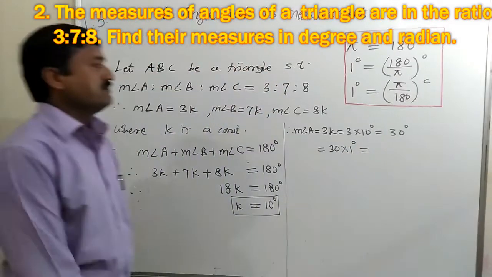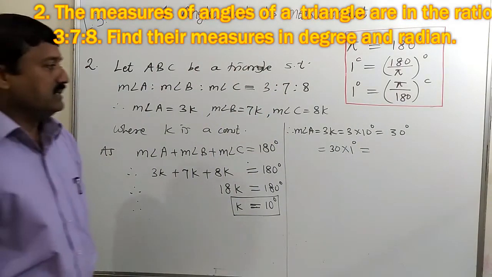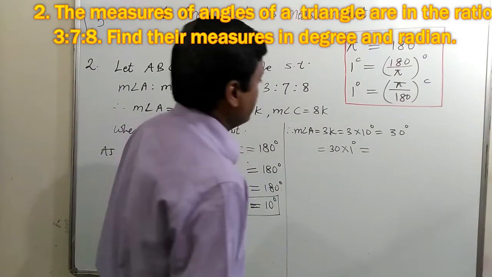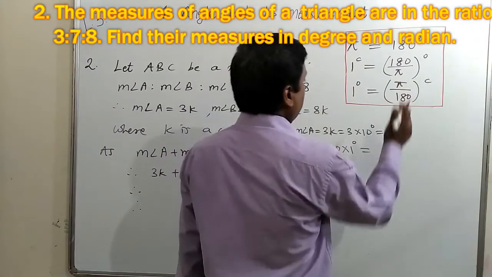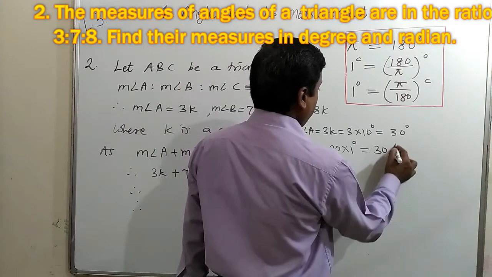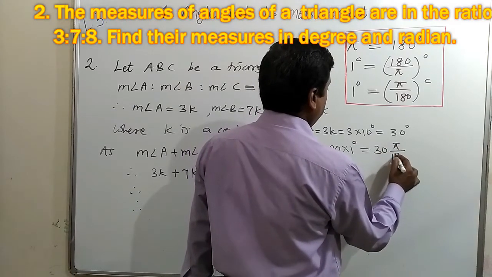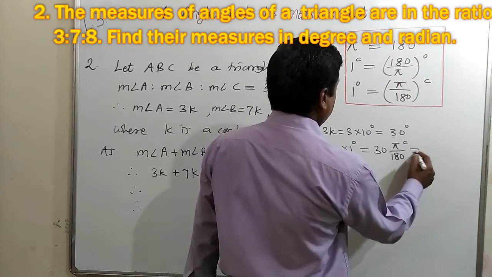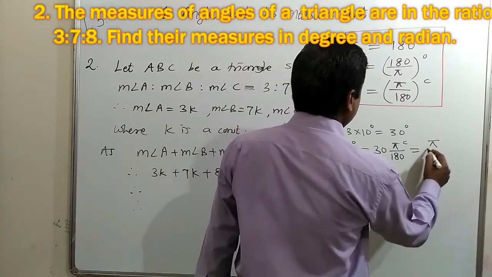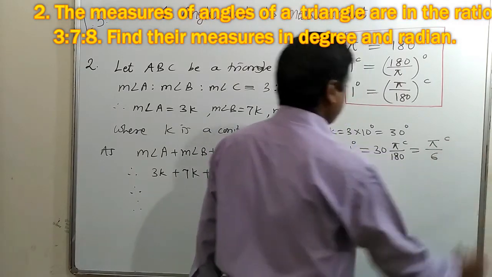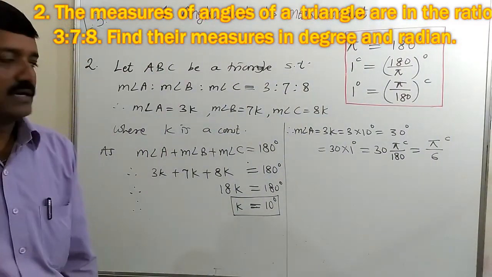Once again, let's convert these angles which are in degree to radian. So 30 into 1 degree is equal to again pi by 180 radian, and it is equal to 30 means pi by 6 radian. So this is angle A.